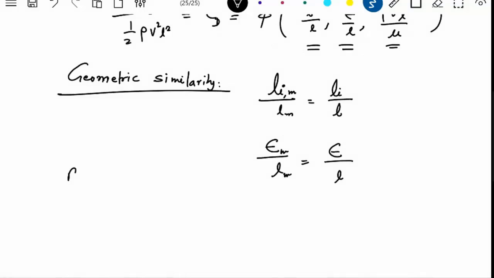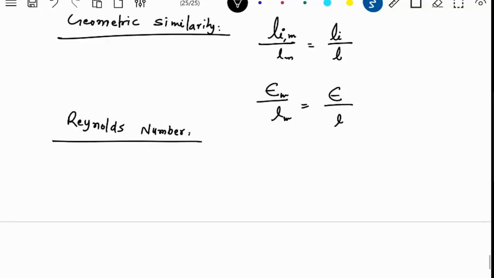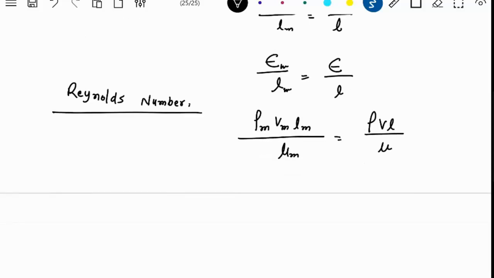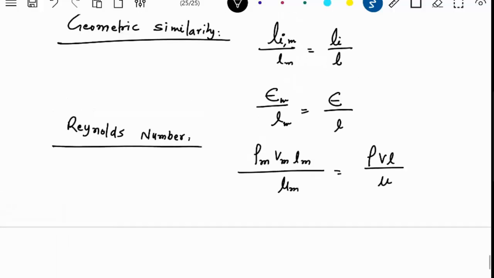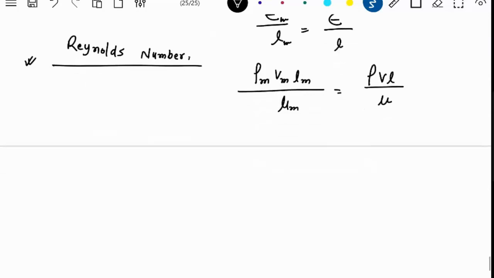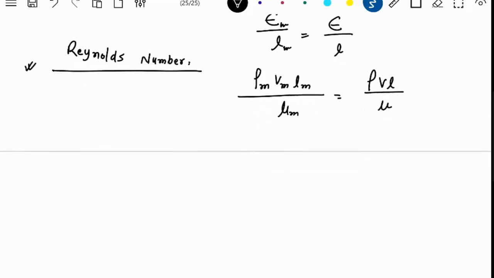I can write Reynolds number similarity. In that case, I will write rho m v m l m divided by mu m, which is equal to rho v l divided by mu. And then these are the design conditions. Once I have the design condition, I can write the prediction equation, that is the drag force.